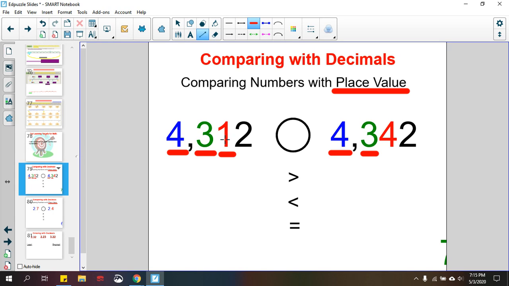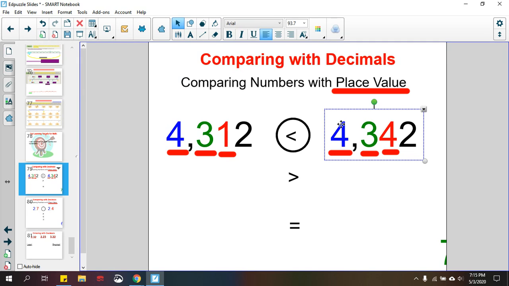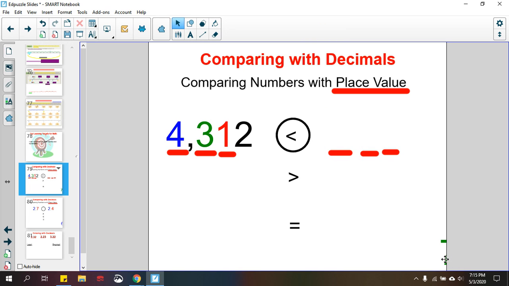I see a 1 in this tens place, and I see a 4 in this tens place. So now I can compare these to figure out which one is bigger. What's bigger, 1 ten or 4 tens? Yeah, 4 tens is bigger, so that tells you the number over here on the right, 4,342, is going to be bigger than 4,312. And I really don't even have to look at the ones place because the first place that I come across that is different in these numbers is going to help me figure out which one is greater than or less than or equal to.